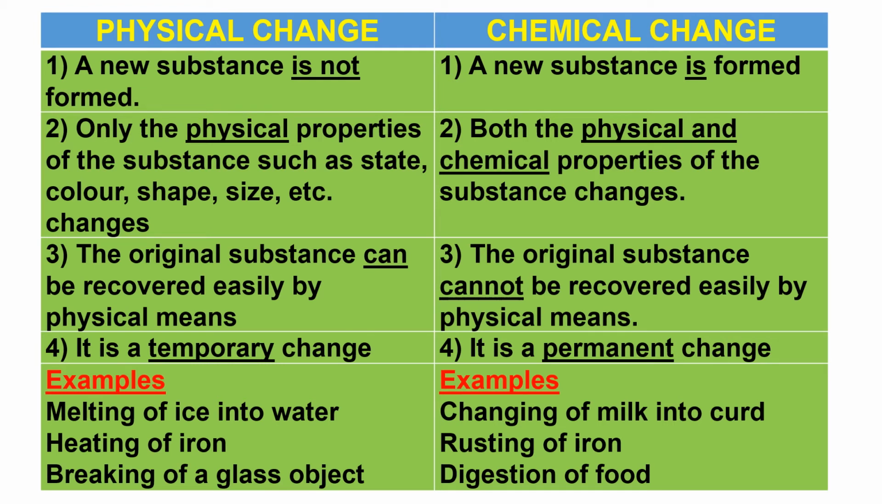Same thing with the digestion of food. When food is digested, do you get a new substance? Ask yourself. You learned last year about digestion of food in your lower classes. When food gets digested, what happens? The carbohydrates are broken down into what? Sugars, simple sugars like glucose and all. Then the big proteins are broken down into small amino acids, and then finally fats are broken down into fatty acids. So if you see, everything has got changed.